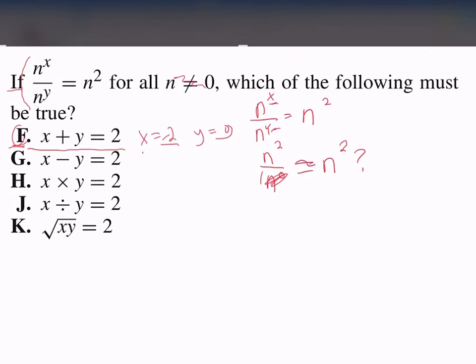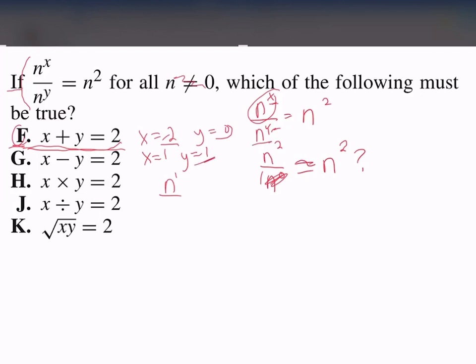But I could have chosen instead of x is 2 and y is 0, what if I had just said, hey, x is 1 and y is 1? Does that work? Because this is still true for this. Going back to the drawing board, I have n to the x. Okay, let me say n to the first. I'll just write the 1. And it's over n to the y.